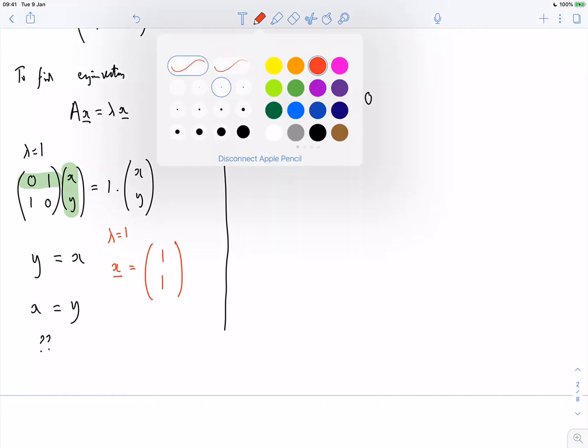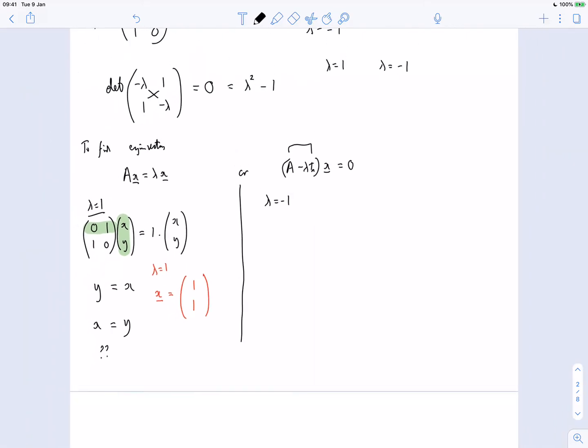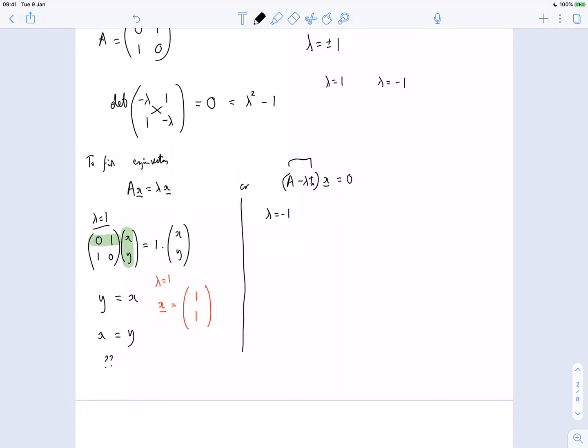Okay, let's try the other one. When lambda equals -1, I'm going to have this matrix of A minus lambda I. Now, if lambda is -1, then I've got 1, 1, 1, 1, because minus minus 1, remember, we've got negatives in the top left and bottom right, so just to make that clear, I've got minus minus 1 and minus minus 1, which is the same as 1. Then I've got 1, 1, 1, 1, times x, y, equals 0.